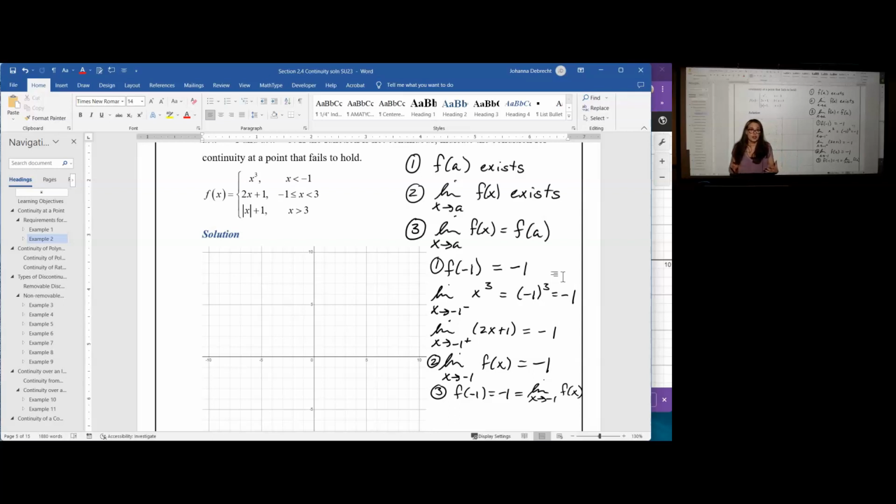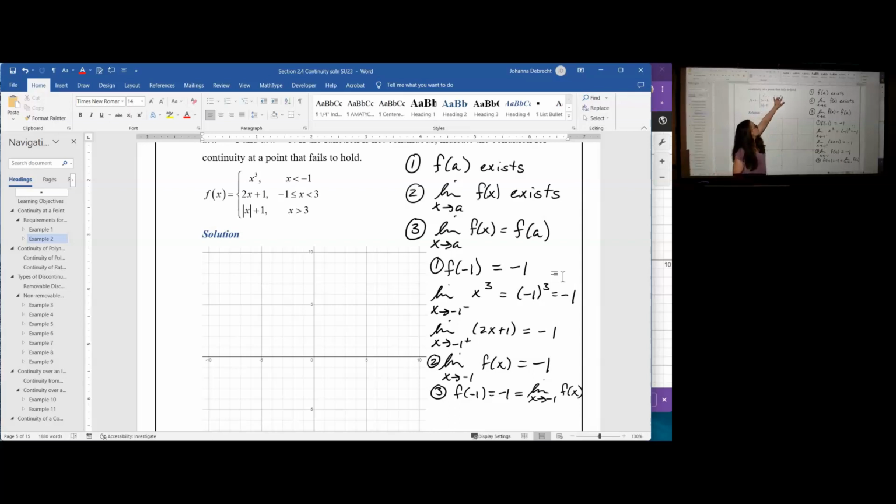I could still check to see if the two-sided limit exists, but there's no need. I already know that it's not continuous. If one condition fails, it fails. Math tends to be a little unforgiving. It's all or nothing. Let's go ahead and graph this now and see if our graph meets our conclusions.